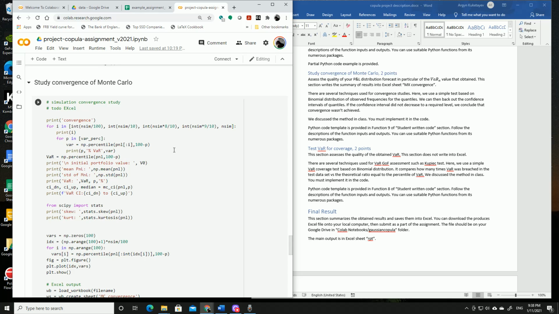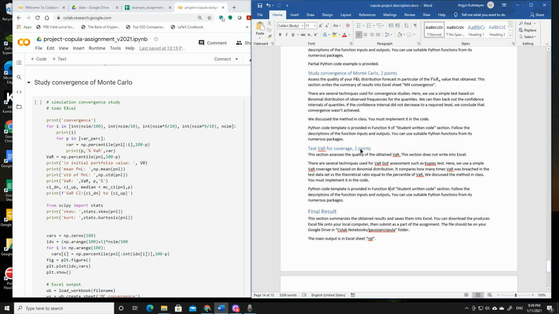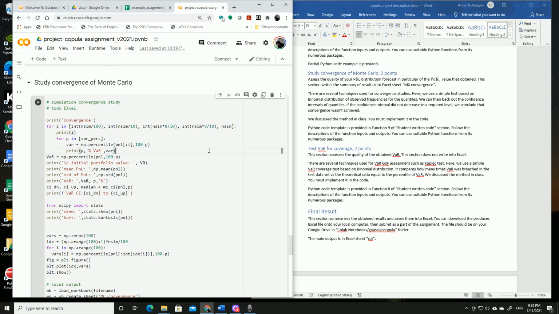But does the whole process which we went through, does the process as a whole work? And that we are going to test with something called a coverage test, and for each you're going to get 2 points. And the coverage test again uses binomial distribution, but in a different way. So we will learn how to apply it in the class. So it's a test of the value at risk.